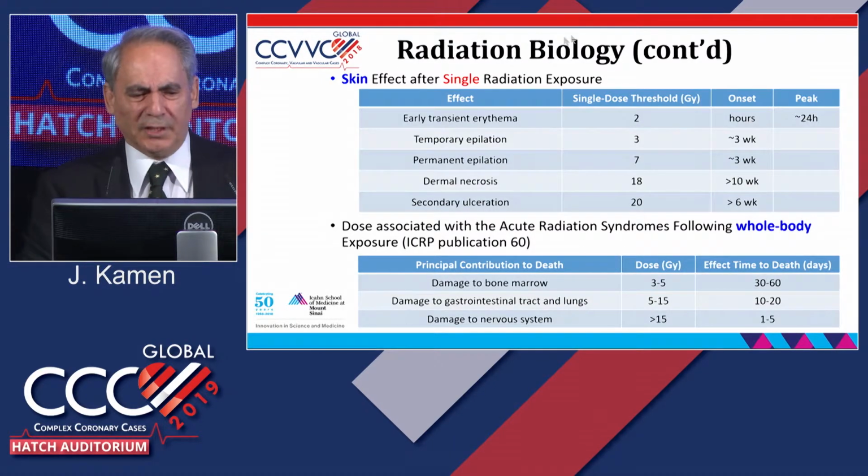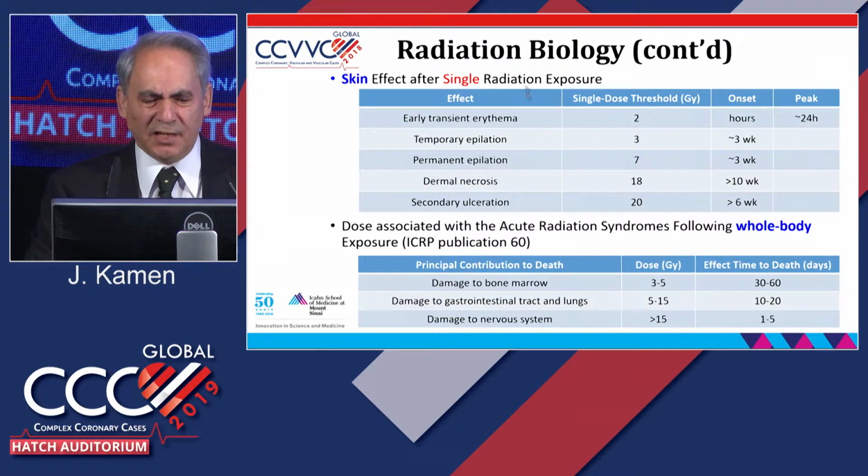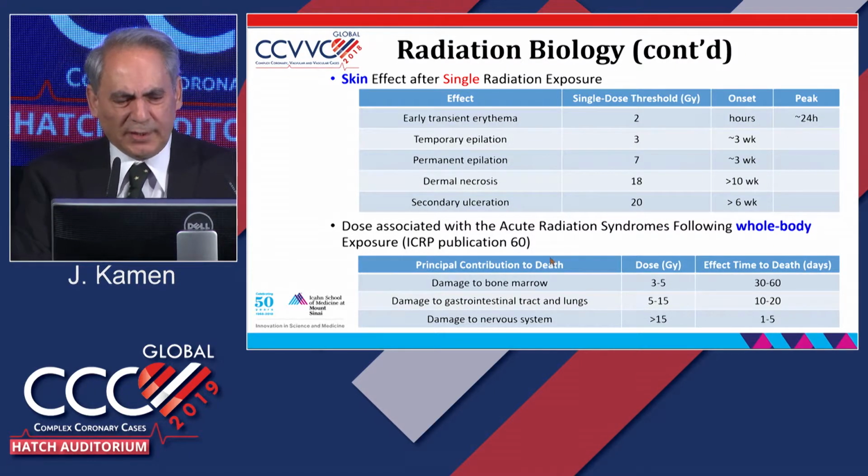This is also important, additional. This is for skin, a single dose. These are the types of effect, how long it takes, how much dose you give, 2 gray, 7 gray, 20 gray, and how long it takes to see the effect on the skin. The dose-associated acute radiation syndrome of whole body, this is all from ICRP 60. So these are the area damage, and this is the dose, and this is how long it takes to see the damage.